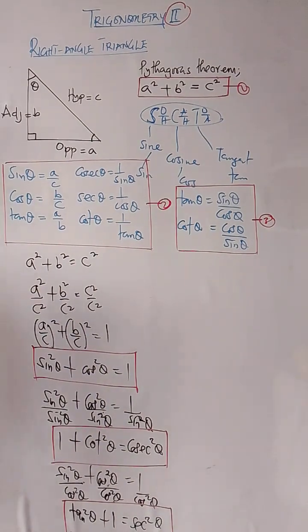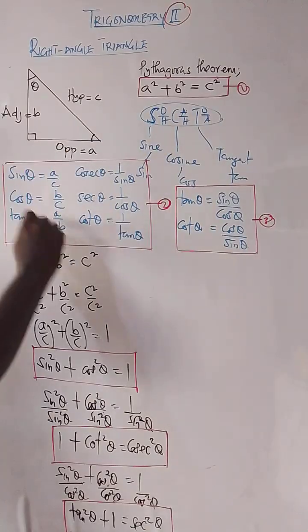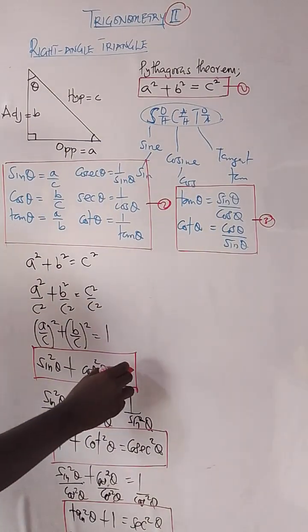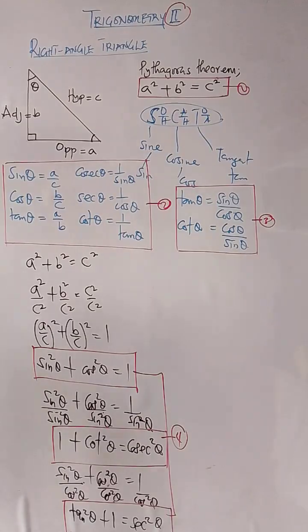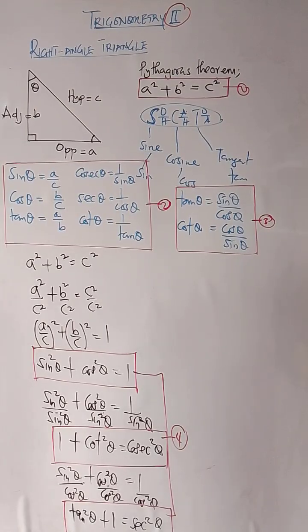So please note this. This 1, 2, 3, all joined together, I'll call it equation 4. You must commit this to memory, you need it, especially to prove some trigonometry identities, or to solve a trigonometric equation.